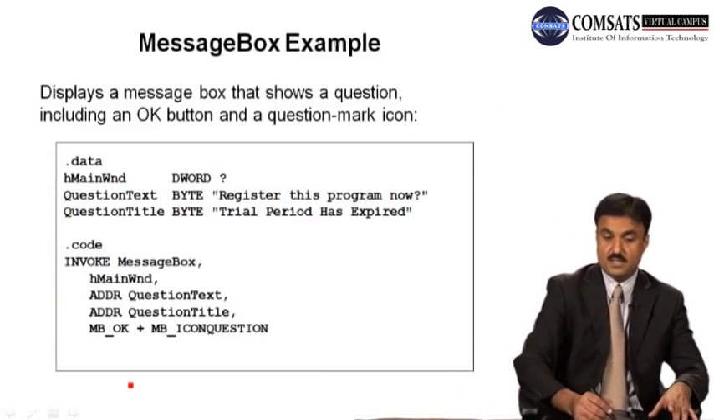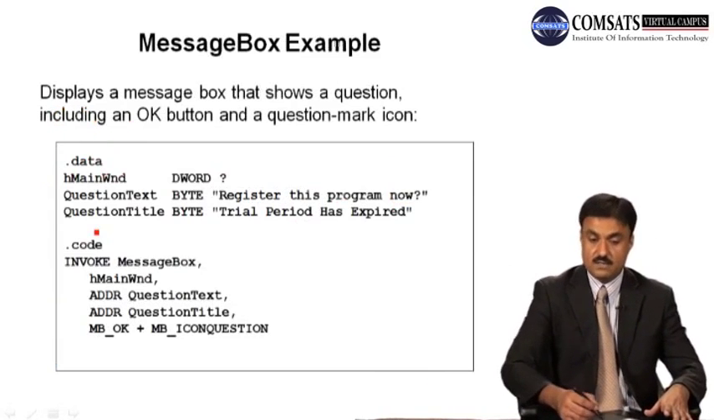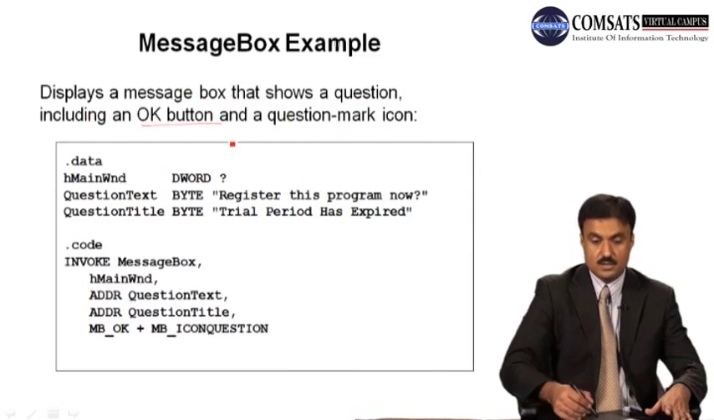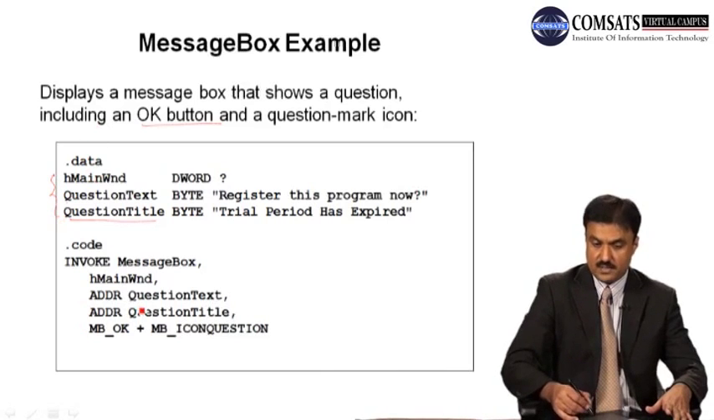Now, for example, this is a very basic example that will create a window. It will display a message box that shows a question, including an OK button and a question mark icon. So here, first of all, we have the question text, then we have the question title, so the title bar value, and then we have the OK button. So these are the three. First is the handle.